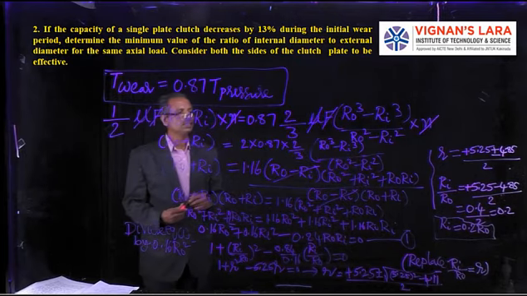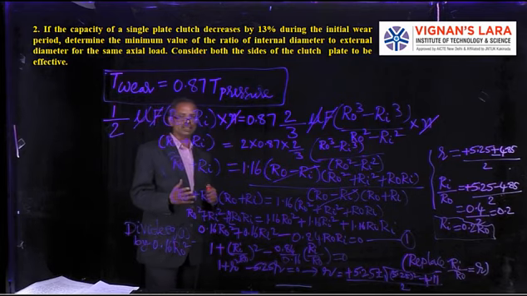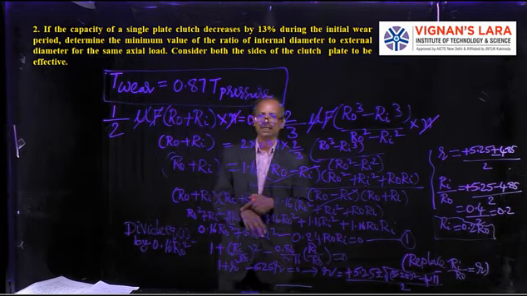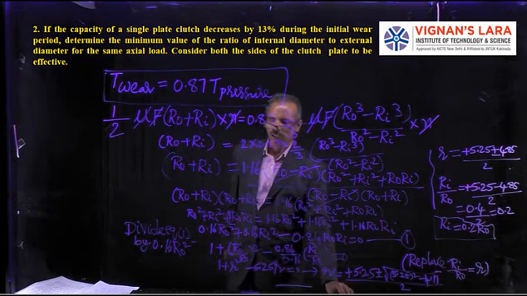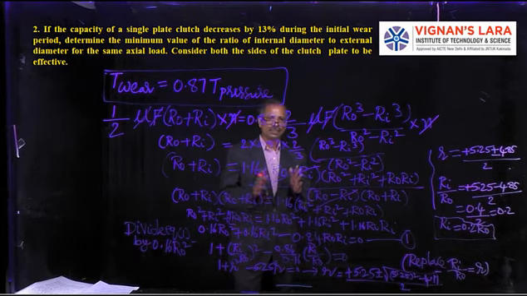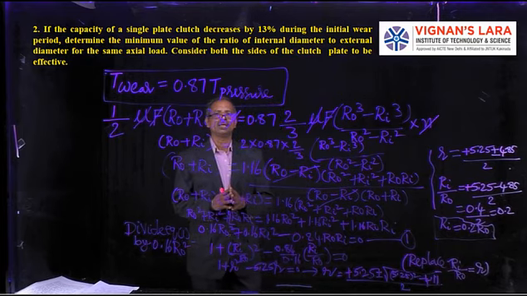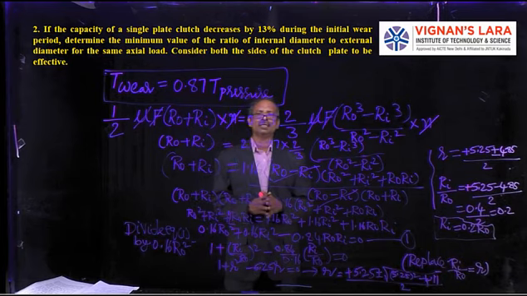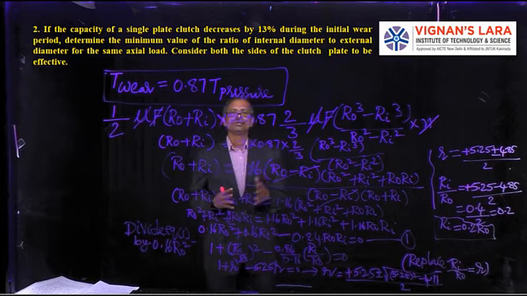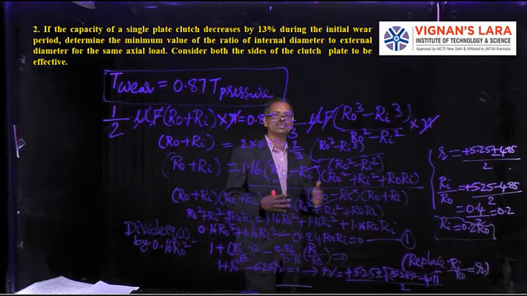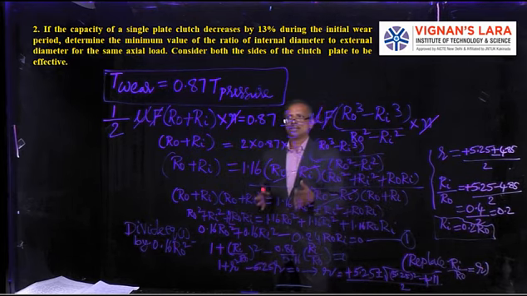So this is a very beautiful problem which gives both theories, uniform wear theory and uniform pressure theory, in a single attempt like this. Let me summarize what we have solved in this problem. There is a clutch; after operation during some period, its capacity has reduced by 13%, and it is a single plate clutch and both the surfaces are effective. You are asked to find the ratio between the inner and outer radius of that particular clutch.